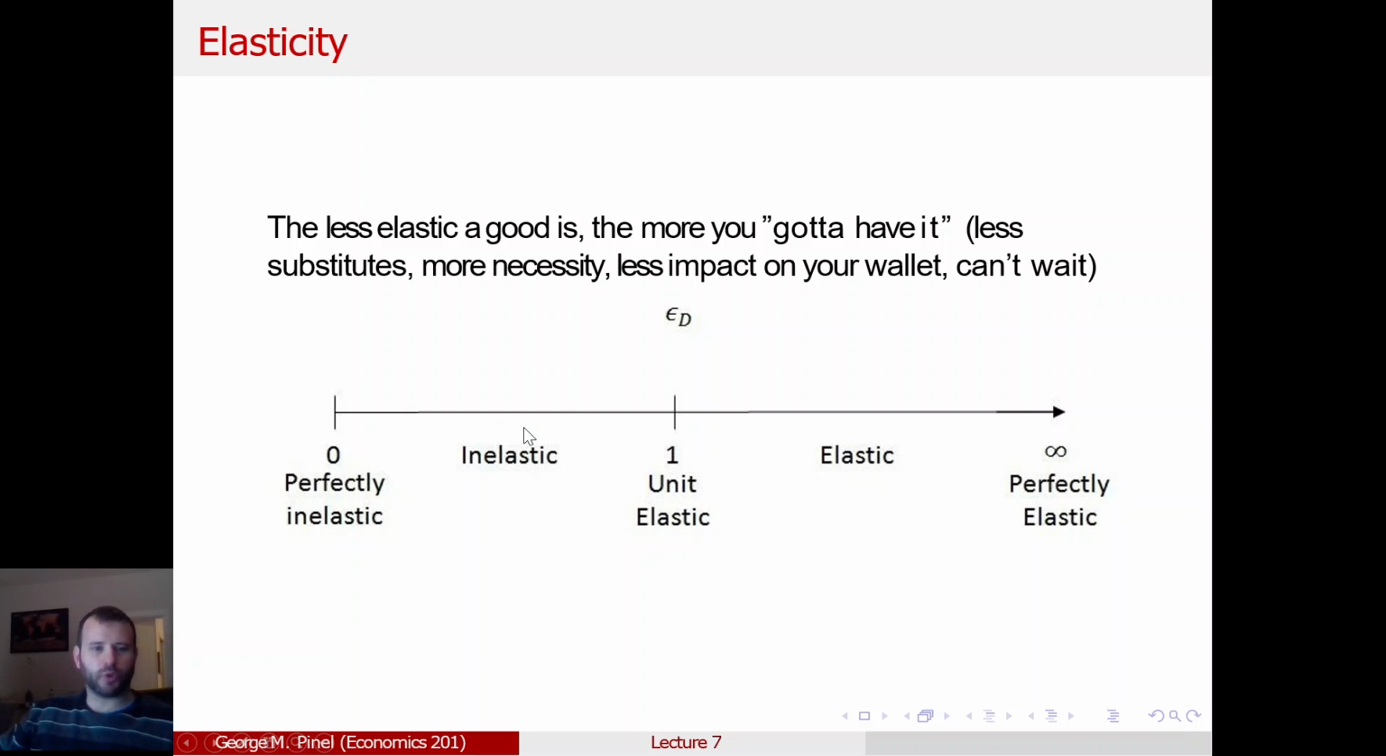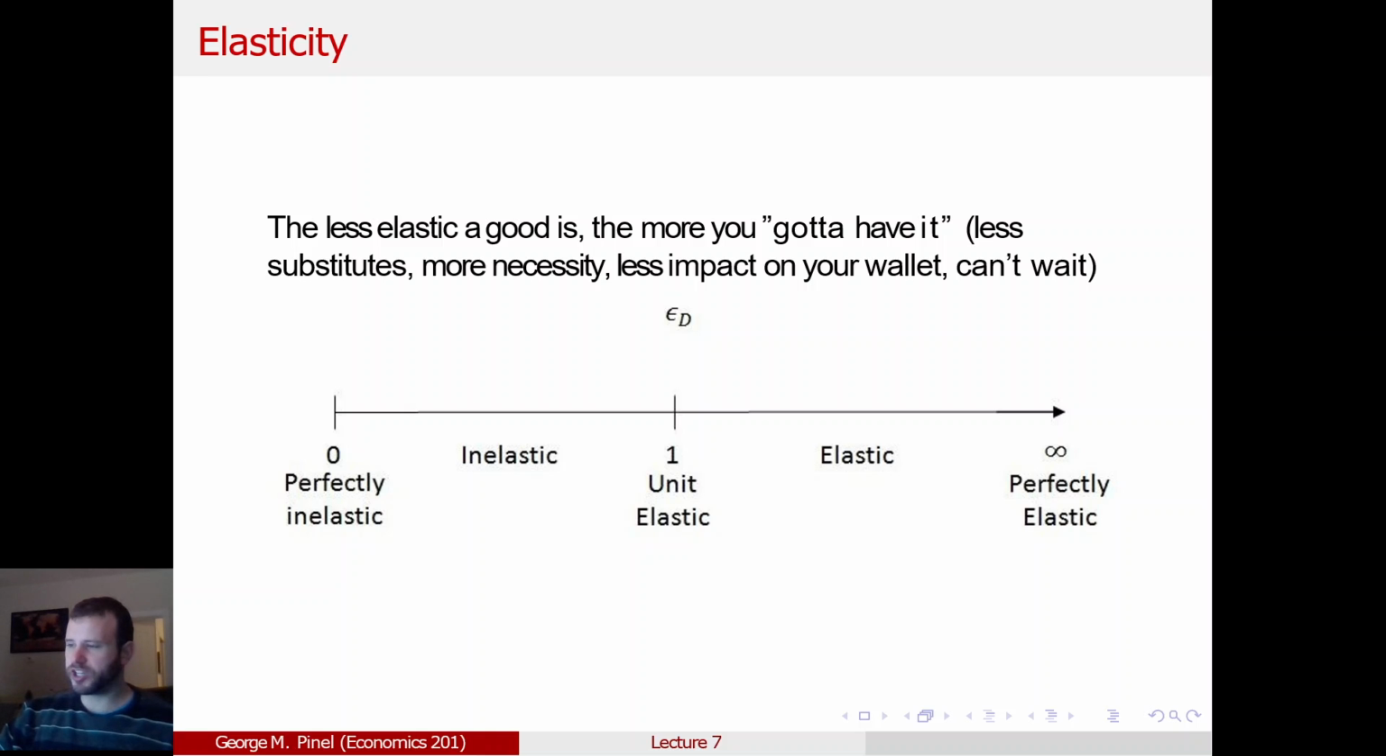Anything between 0 and 1 is just regular inelastic demand. Okay, basically what that's saying is, given a price increase, the quantity decrease is going to be lower than the price increase in percentage terms. Okay, and basically what that's saying is that you have a large price increase, quantity demanded is going to go down, but it's not going to be going down as much as the price increase went up.